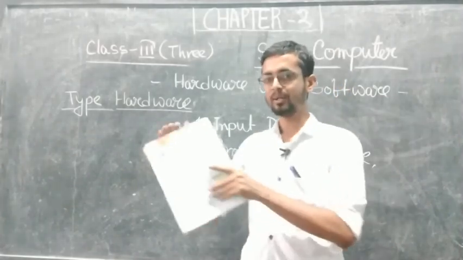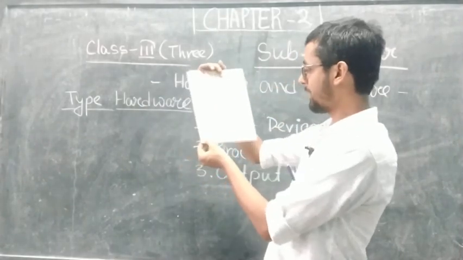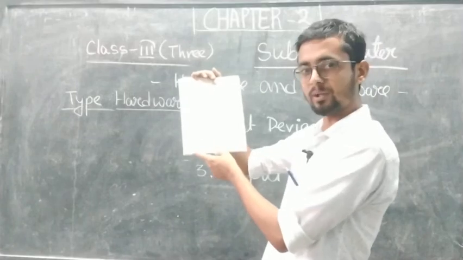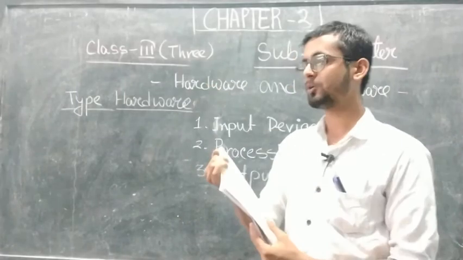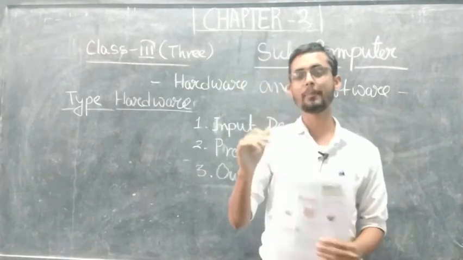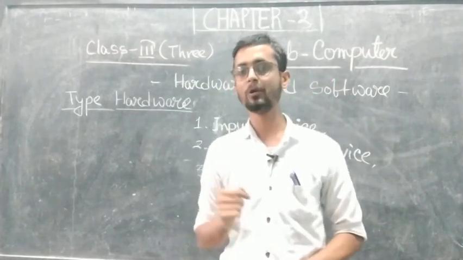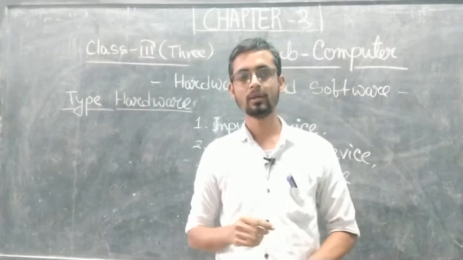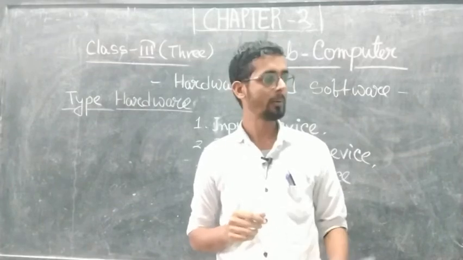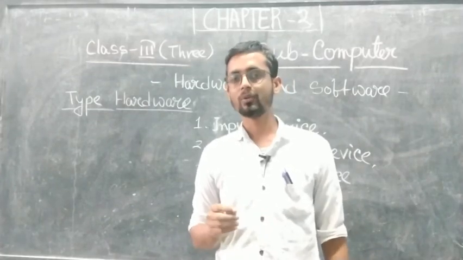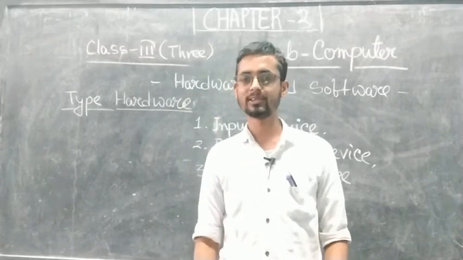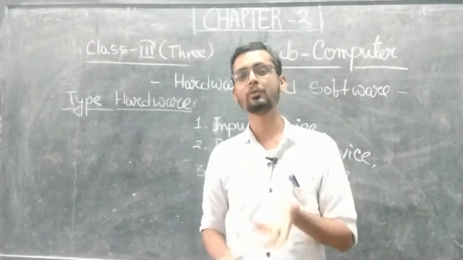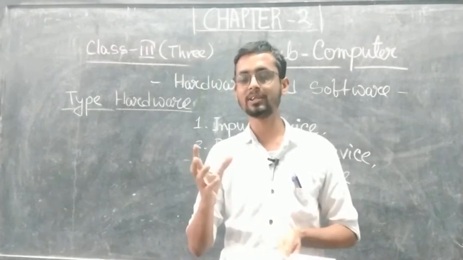Now look at page number 8. A computer has 4 main parts. Whenever we see a computer, we can see there are 4 main parts: CPU box, monitor, keyboard, and mouse. Now I will show you in the lab also. These devices are all called hardware devices, and to run a computer there is an application.